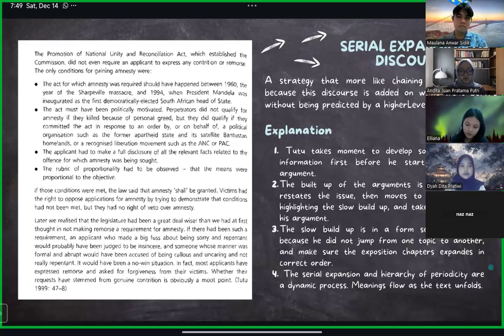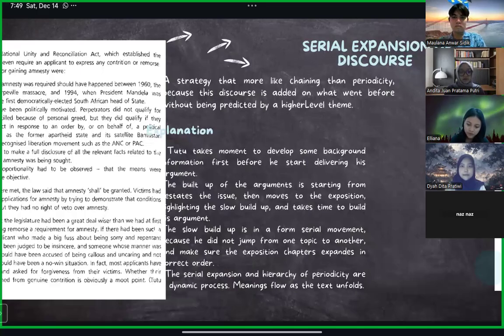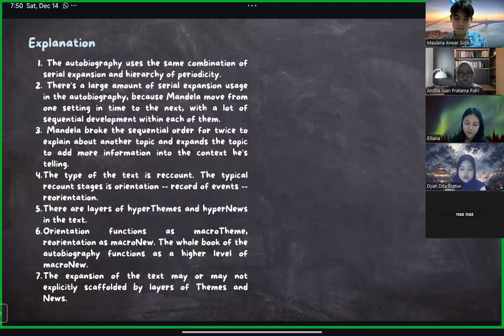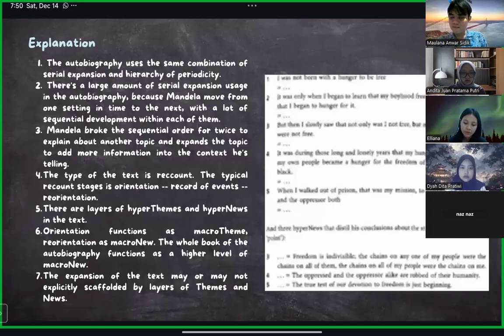And next is another example for interplay of periodicity with serial expansion. So this text is Mandela's autobiography. This is some part in the end of his autobiography, and the autobiography uses the same combination of serial expansion and hierarchy of periodicity. There's a large amount of serial expansion usage in the autobiography because Mandela moved from one setting in time to the next with a lot of sequential development within each of them.